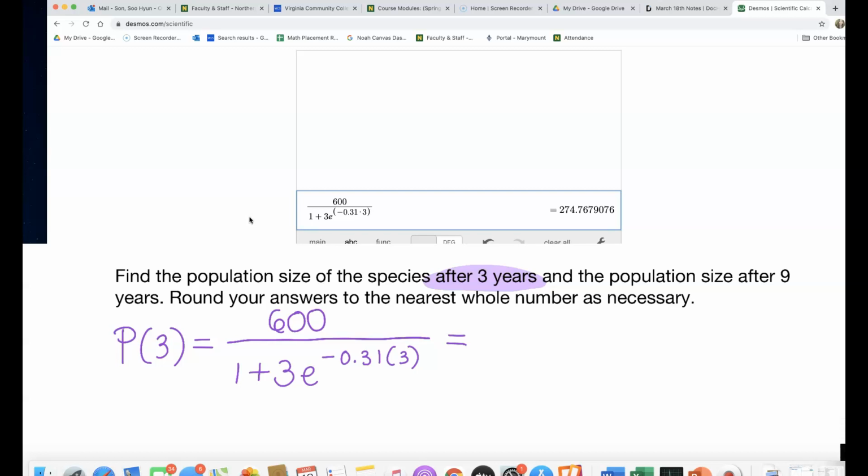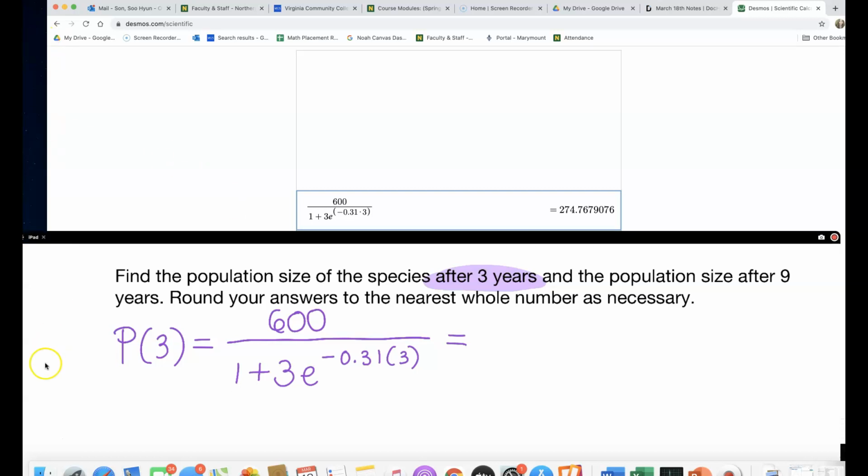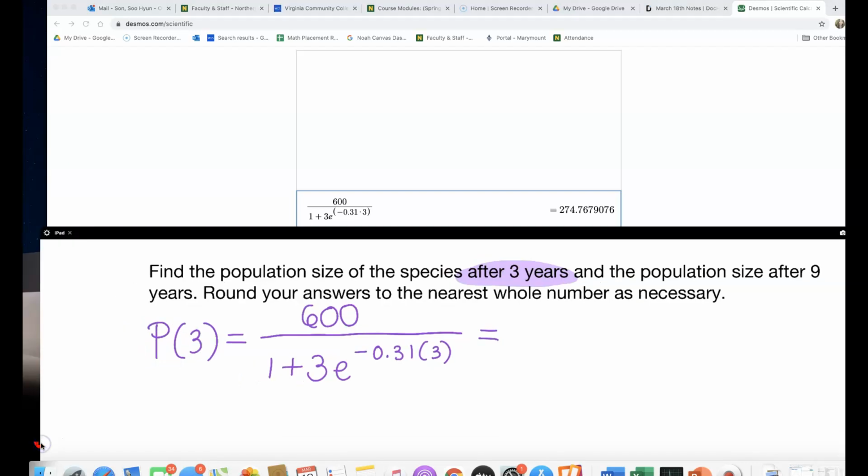270. Hold on, why isn't this writing? Oh no, it's not writing. Hold on 1 second. Let me check my Apple Pencil. Maybe I need to charge it real quick. I'm gonna pause the recording real quick.